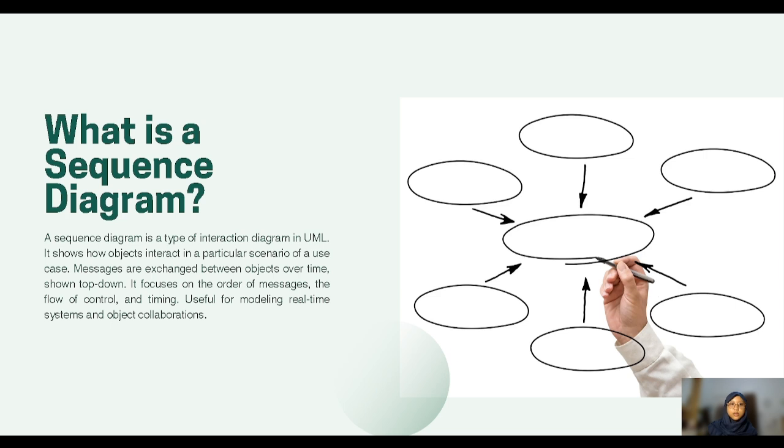Now we will talk about what a sequence diagram is. A sequence diagram is a type of interaction diagram in UML. It shows how objects interact in a particular scenario of a use case. Messages are exchanged between objects over time, shown top-down. It focuses on the order of messages, the flow of control, and the timing. Useful for modeling real-time systems and object collaboration.